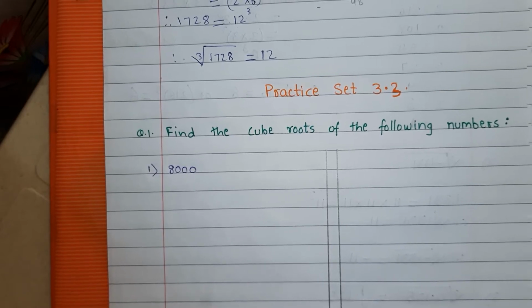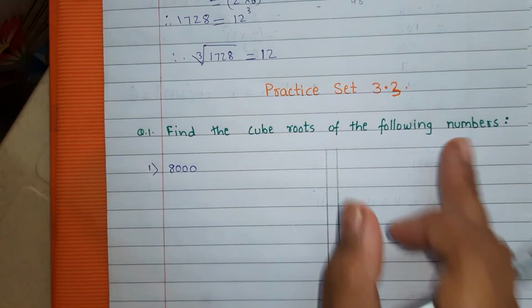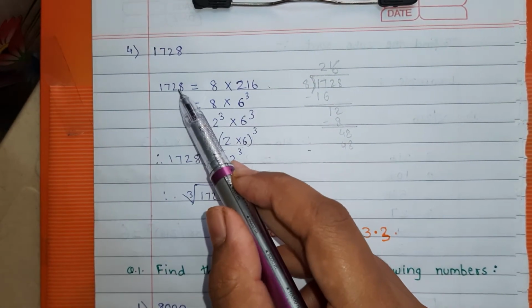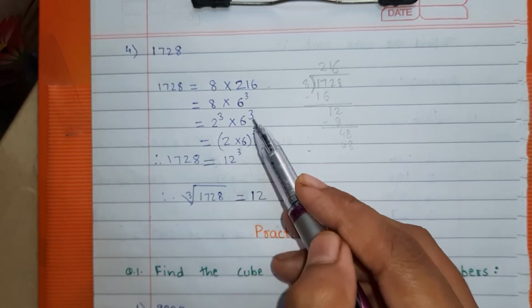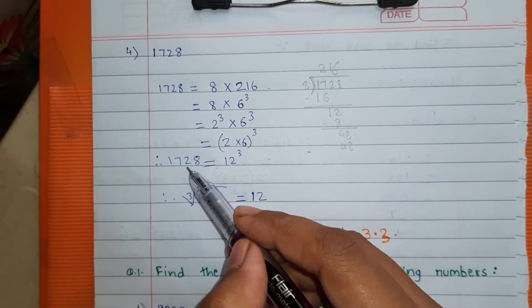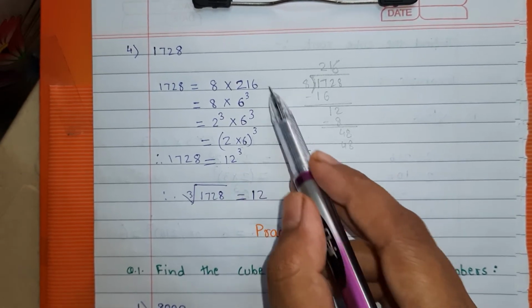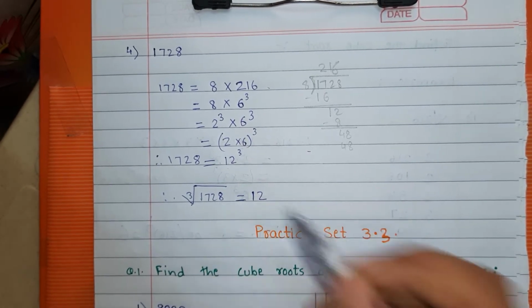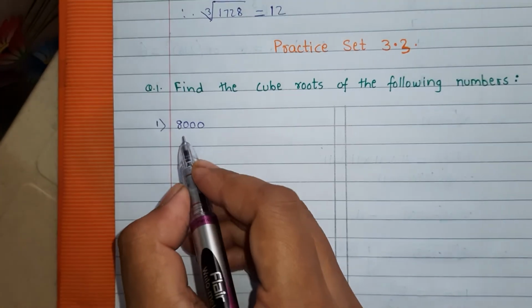Hello students, we are going to begin with practice set 3.3 today, and the first question is find the cube roots of the following numbers. And we have already seen how to find the cube roots. First we have to find the factors and determine that the given number is the cube of which number. This we have to find out by doing factorization, and then we can write the cube root of that number. So next example is 8000.